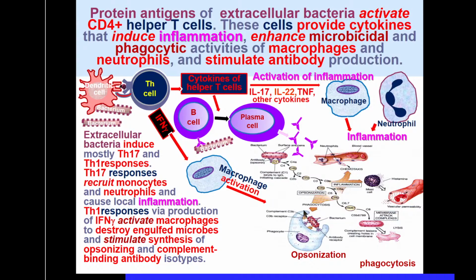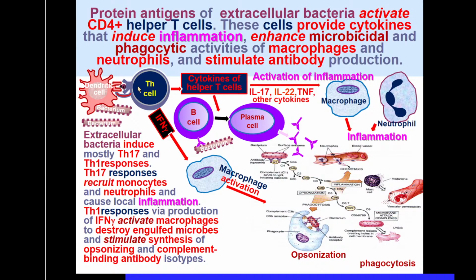They phagocytose microbes more intensively. They digest microbes more intensively because activated macrophages start producing many reactive oxygen species, including nitric oxide. Nitric oxide is produced only by macrophages activated before by interferon gamma.